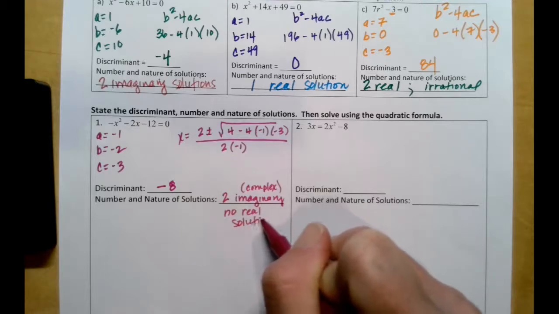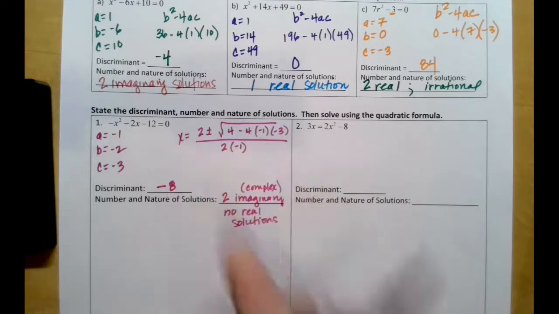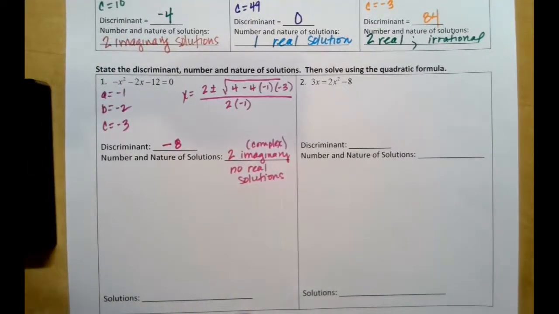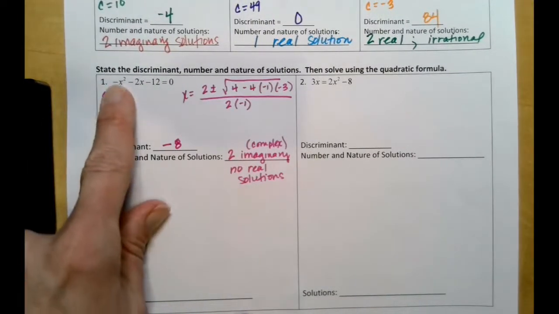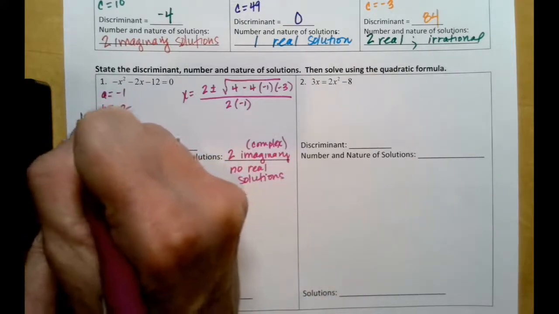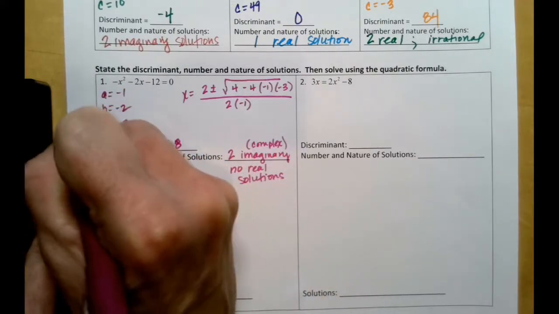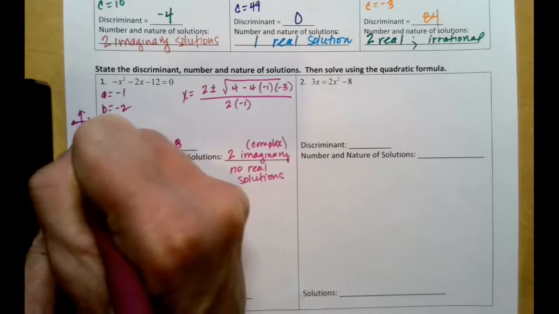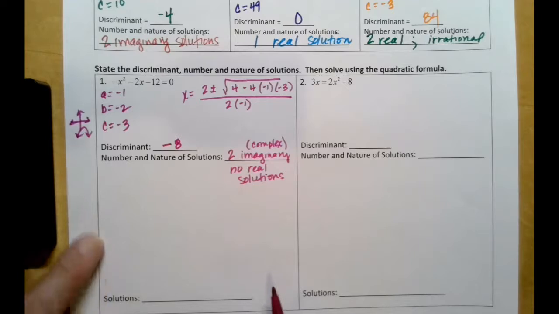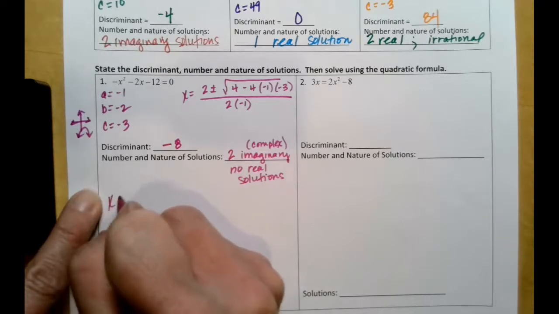Hey, you know what that means? This graph doesn't ever cross the x-axis. And because this is negative, I know it's a reflection. That means that if I were to draw a sketch of it, this graph is sinking below. It doesn't ever touch the axis. But that's okay, we can still solve it.